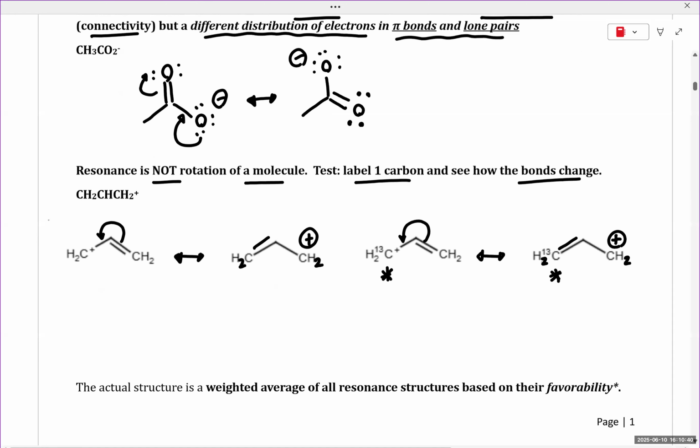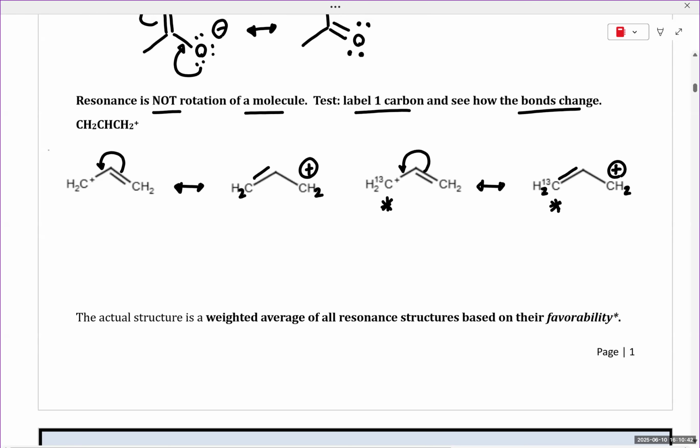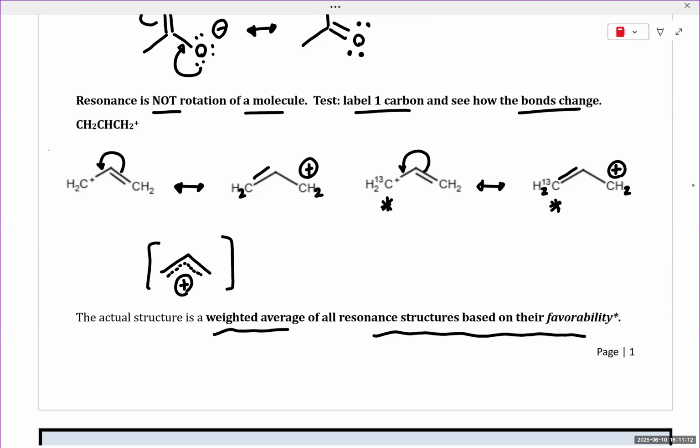In terms of what actual structure we observe, the actual structure is a weighted average of all resonance structures based on their favorability. So for example, for the following cation, the actual structure, instead of having the double bond assigned to any particular carbon, has those pi electrons distributed across all three atoms in our pi system, as is the positive charge. We call this average structure the resonance hybrid.